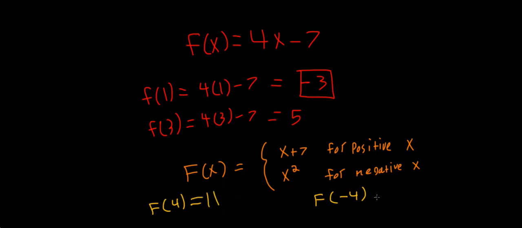Now we're going to do f of negative 4. So f of negative 4 is a negative number, so we're going to use x squared. So our input is negative 4, and for our output, we have to use the relationship x squared. So we're going to get negative 4 squared, which is equal to negative 4 times negative 4, which is equal to 16. So 16.